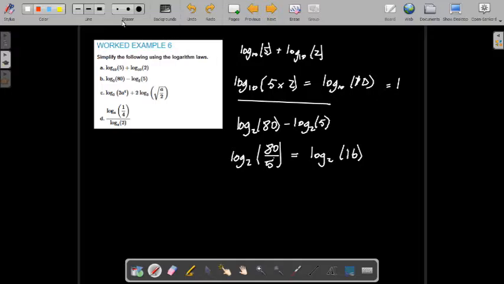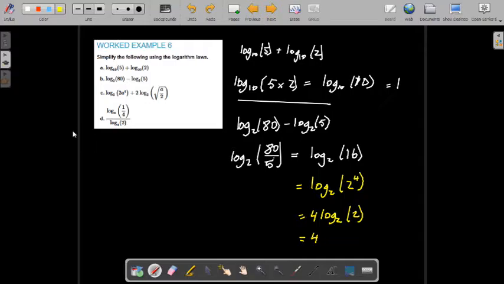Now I can actually extend this and say that 16 is actually 2 to the 4. And then using law number 5, I can bring this power out the front. And because I've got log base 2 of 2, it's actually 4 times 1, which is just 4. Okay, so that's it. That's part B.